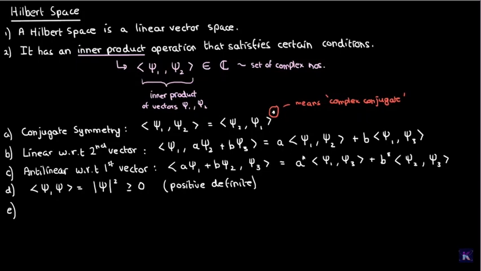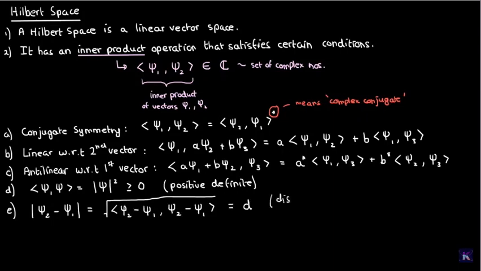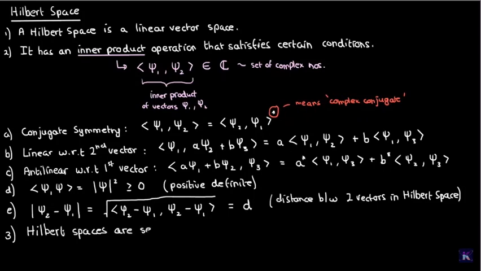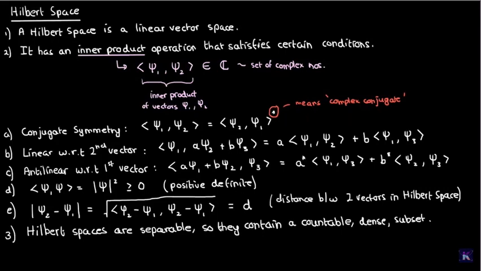Finally, how close two vectors are in Hilbert space is defined according to the distance formula, which is expressed in terms of the inner product. Now, this closeness relation or distance formula comes in handy for a later property, which we'll get to soon. Hilbert spaces are also separable, which means they contain a countable dense subset. These are some pretty hardcore math terms, but I'll try to explain them informally to give you an intuition.